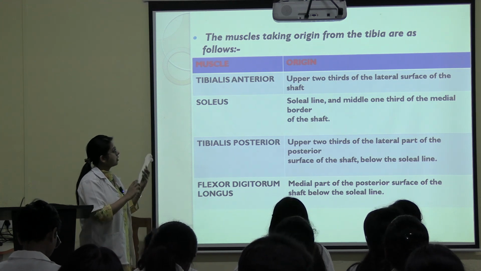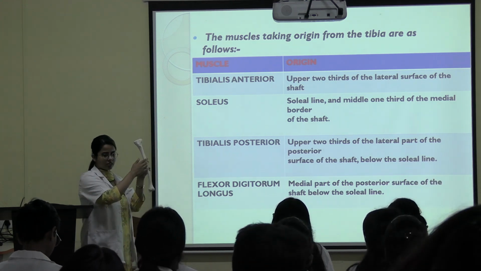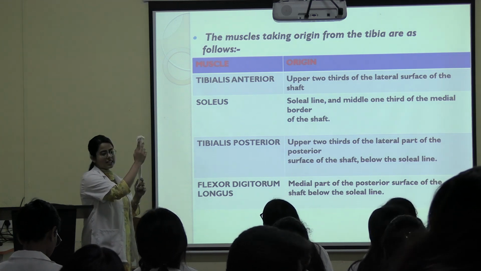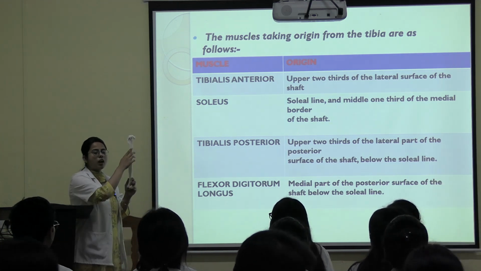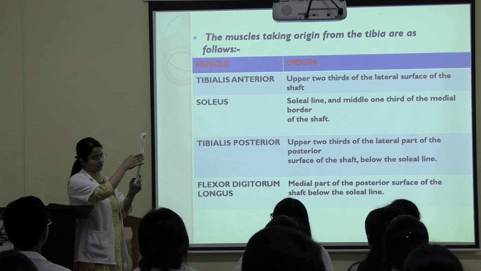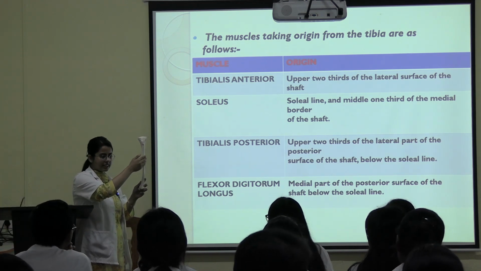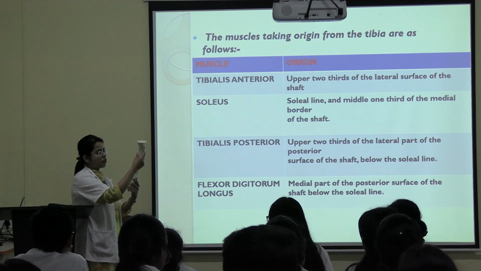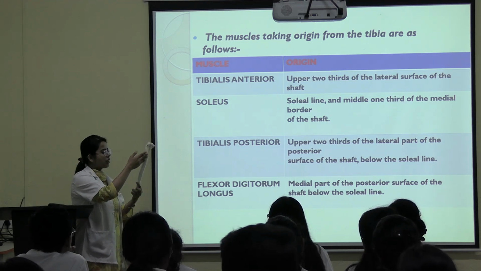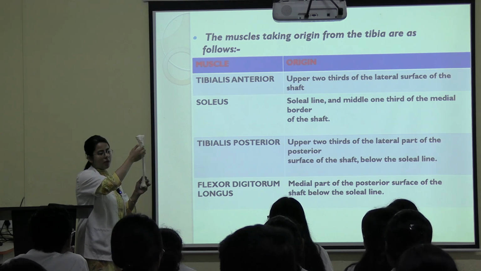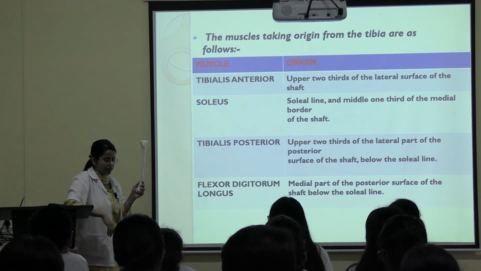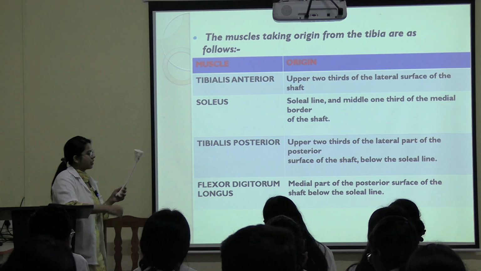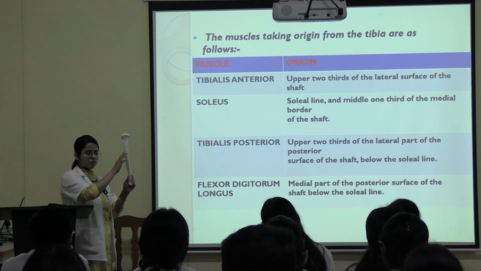Now let's move to the lateral surface. This is the lateral surface. So tibialis anterior will be inserted in the upper 2/3 part of the lateral surface. Okay, tibialis anterior. Clear? Now here not insertion, origin. It will take origin from the upper 2/3 part of the lateral surface. Clear? Now soleus. Soleus from the soleal line.